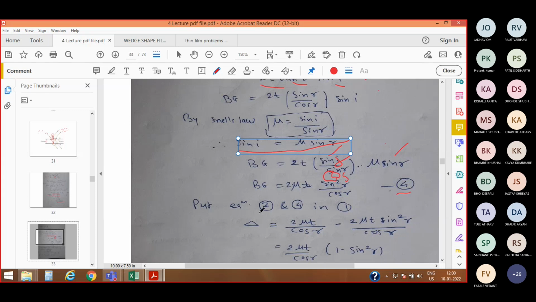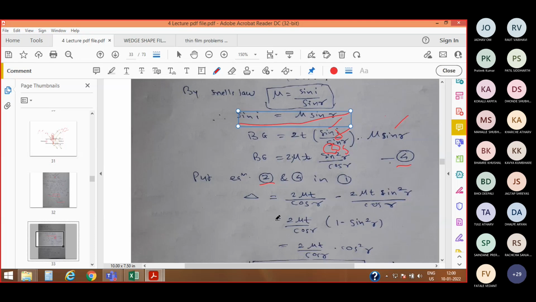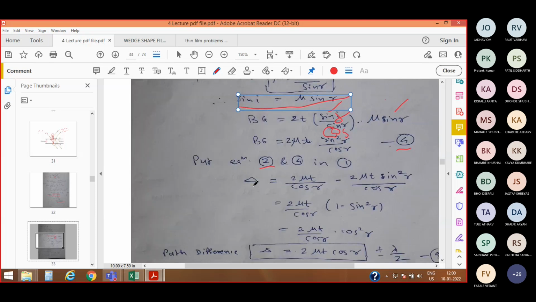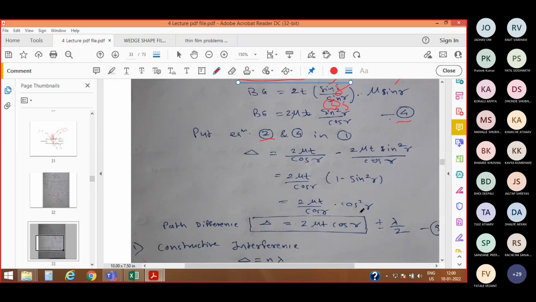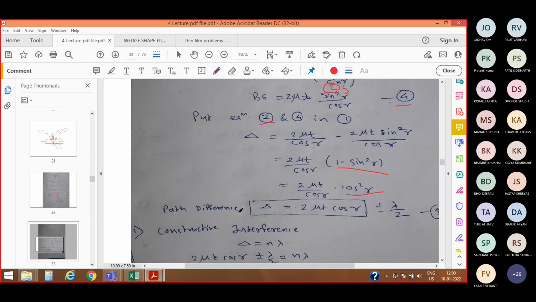Put the value of equation number 2 and 4 in equation number 1. Then what I am getting, path difference is equal to 2 times mu t upon cos of R into this one. So I am taking common terms out of the bracket. But 1 minus sin square of R is equal to cos square of R. So finally I am getting the path difference delta is equal to 2 times mu t into cos of R. This is the final equation of the path difference of the 2 rays in case of thin films.